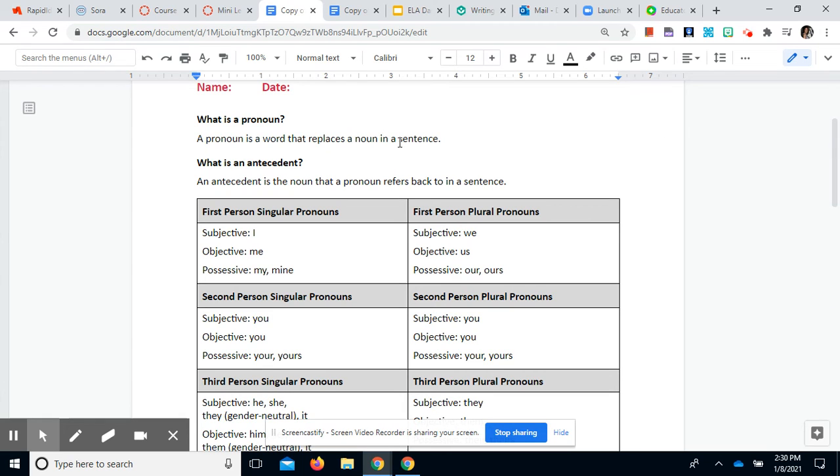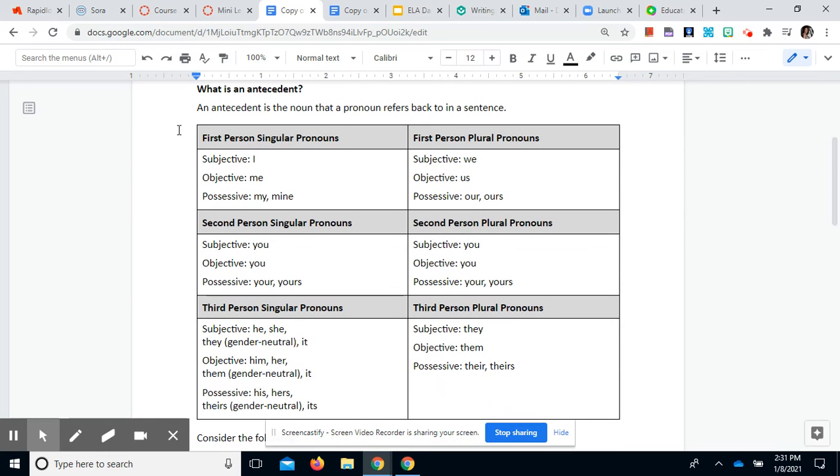Pronoun, a word that replaces a noun in a sentence. The antecedent is the noun that the pronoun refers back to. I gave some examples of that. John threw his ball. John is the antecedent. His is the pronoun referring back to John as the antecedent. Great chart here with the person and the number. So first, second, third person, number meaning singular, one, or plural, more than one.